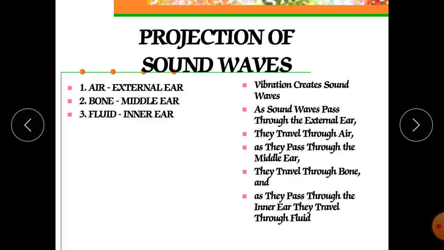It develops fluid pressure waves in the perilymph. From here, the role of our internal ear starts. The waves travel through the bone, and as they pass through the inner ear, they travel through the fluid. Fluid means perilymph. Perilymph is the major fluid responsible for not only the development but also the carrying of sound waves from one part to another, so perilymph to the cochlea.